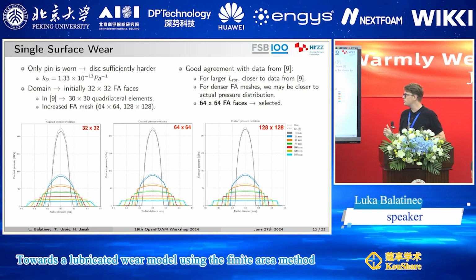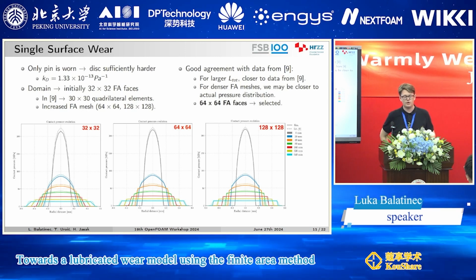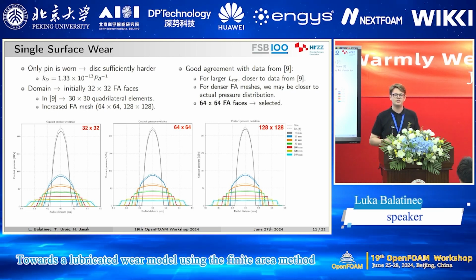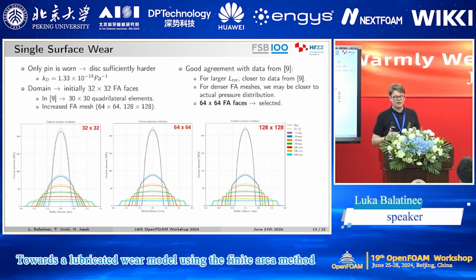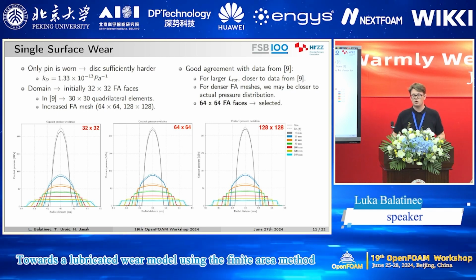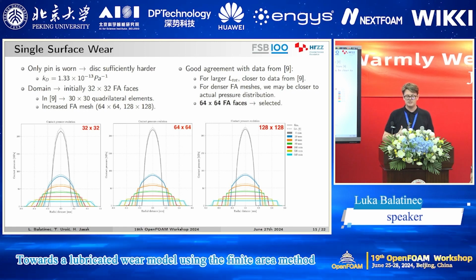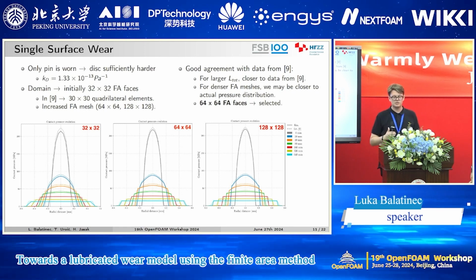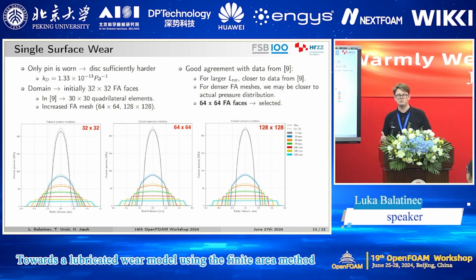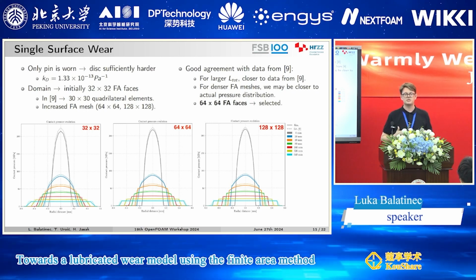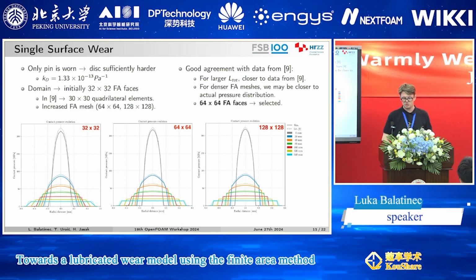So here, starting with the 32 finite area faces, we can see that we have good agreement with the data from the literature. And for larger total sliding distances, we are further from the data from the literature. But as we increase the mesh density, we consider that we are closer to the actual pressure distribution. Here, we decided to continue with the 64 by 64 finite area faces mesh.